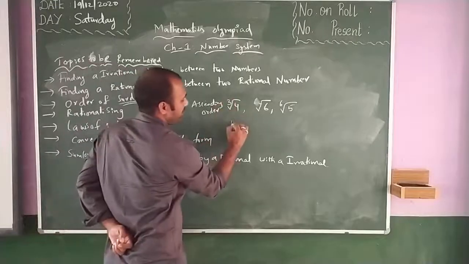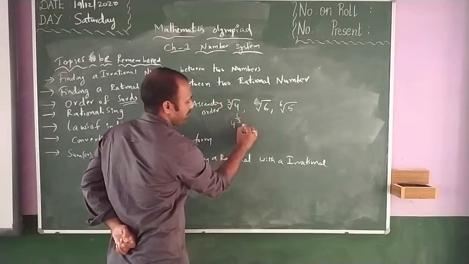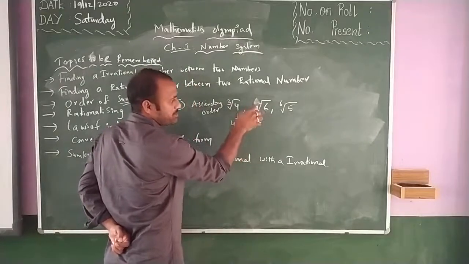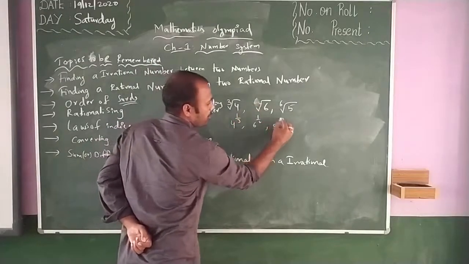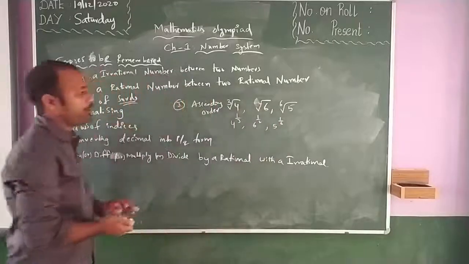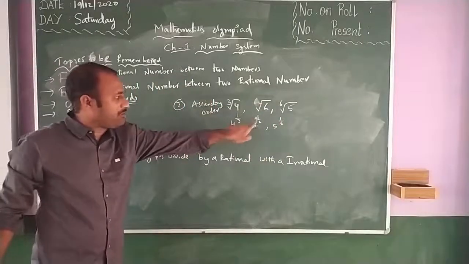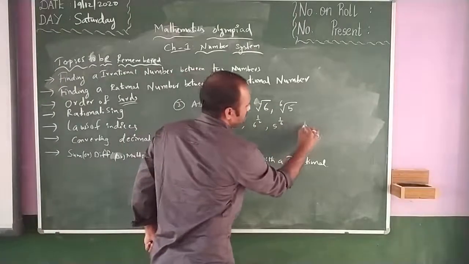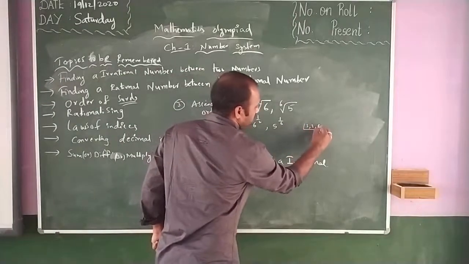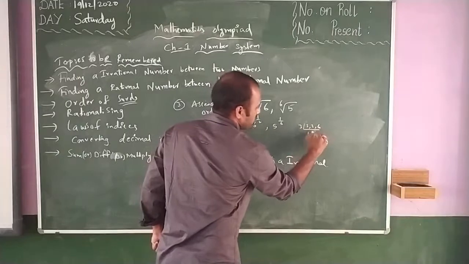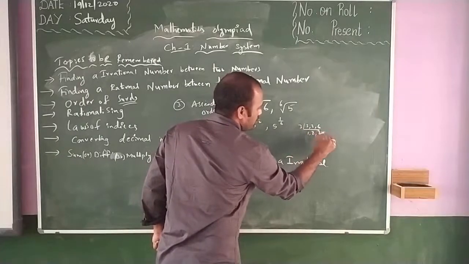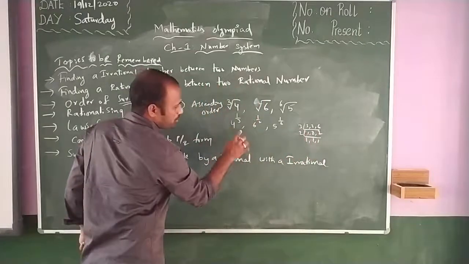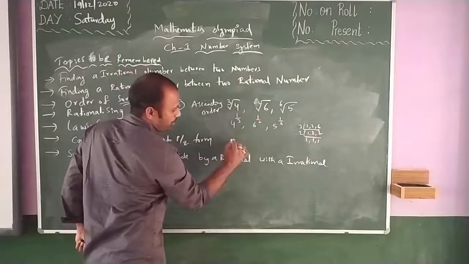So I can write this as 4 to the power of 1 by 3. This can be written as 6 to the power of 1 by 2. Since nothing is there, it will be square root. It will be 5 to the power of 1 by 6. Now here if you observe the denominators of the powers, it will be 3, 2 and 6. So let us take the LCM of these three numbers, that is 3, 2, 6. So LCM is 6.